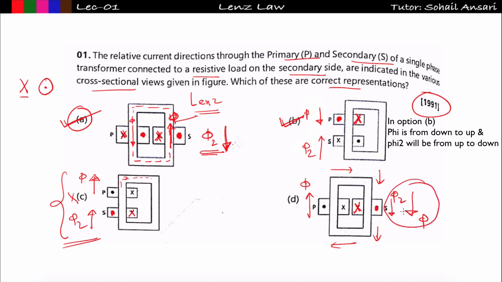So both are not opposing, meaning Lenz's law is not included here. So this is not the correct way to represent the direction of current. Okay, so only option A and option B are correct. Now see the next question.